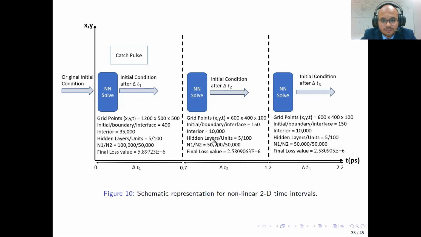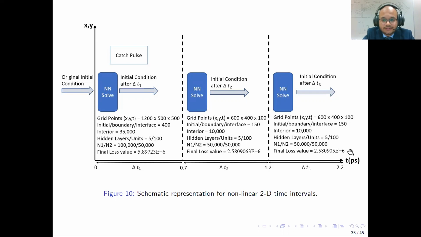And we use 50,000 iterations for Adam and L-BFGS, to get a final loss function value of 2.5 times 10 to the power minus 6. And then we plug it into the next time interval, where we kept the same grid resolution, and we selected the same number of points in the same configuration with the same iterations to get almost exactly a similar kind of loss function value.